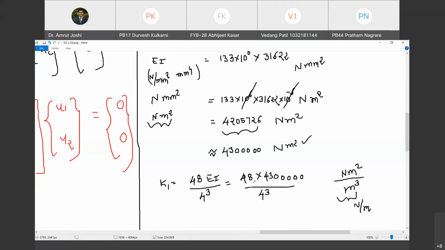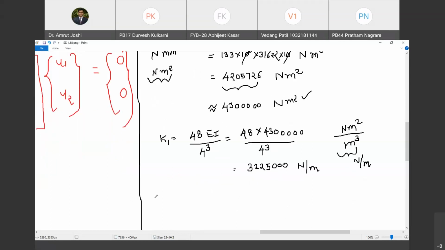3225000. So this many newtons of force is required for 1 meter of displacement. Happy? What is the value of K2?